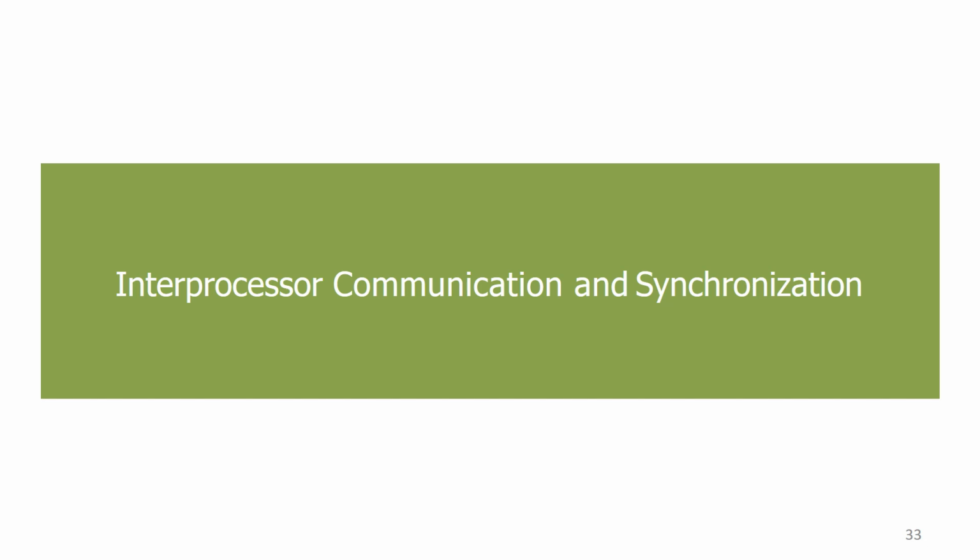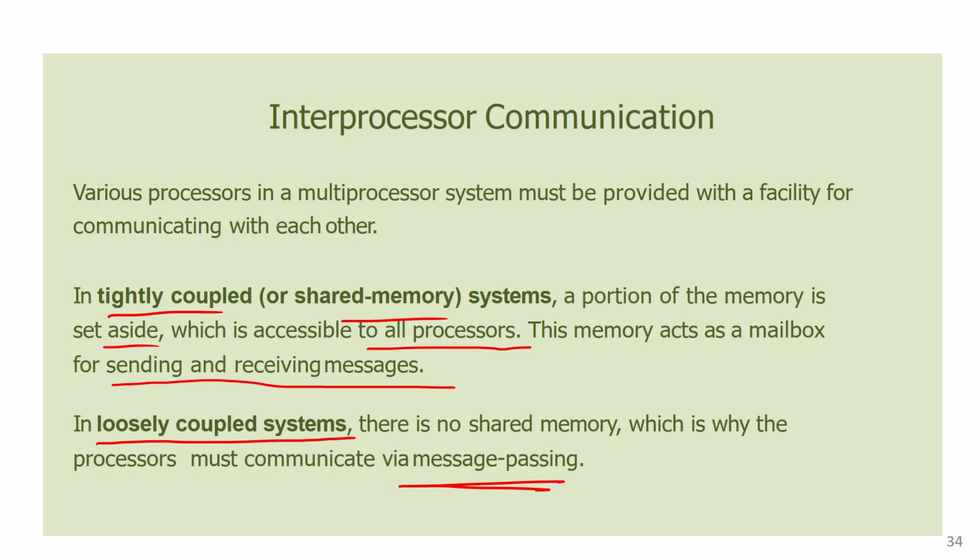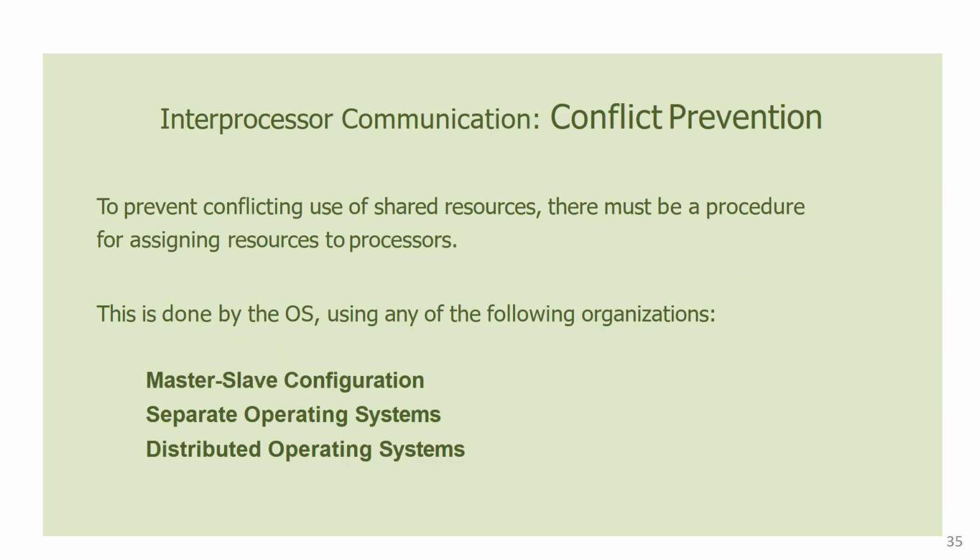Interprocessor communication and synchronization. There are two types of processors: the tightly coupled or shared memory systems, in which a portion of the memory is set aside that is accessible to all the processors, and this is used for sending and receiving messages. In the loosely coupled systems, messages are passed through message passing. There is no shared memory. When the memory is shared, messages can be sent directly through it, and it works as a mailbox. In loosely coupled systems, no shared memory exists, and message passing is done for communication.